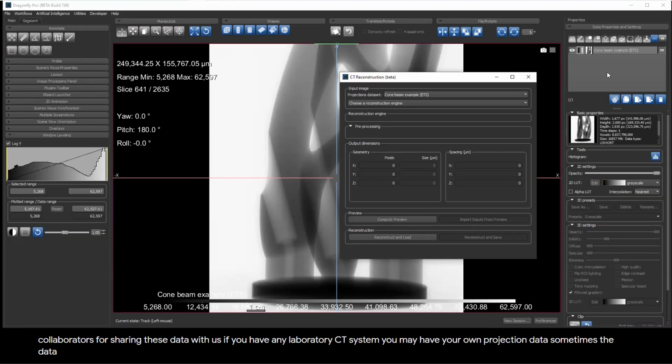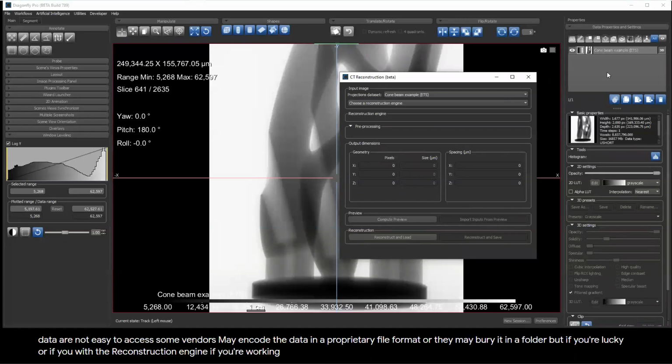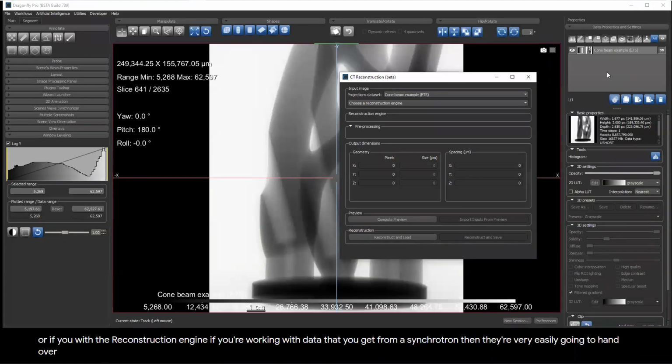Sometimes the data are not easy to access. Some vendors may encode the data in a proprietary file format, or they may bury it in a folder. But if you're lucky, or if you know where to look, then you can get those data if you wish to experiment with the reconstruction engine. If you're working with data that you get from a synchrotron, then they're very easily going to hand over the projection data, and you'll know exactly what to plug in here.